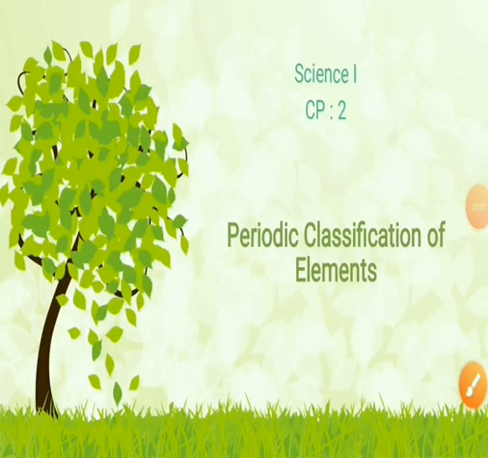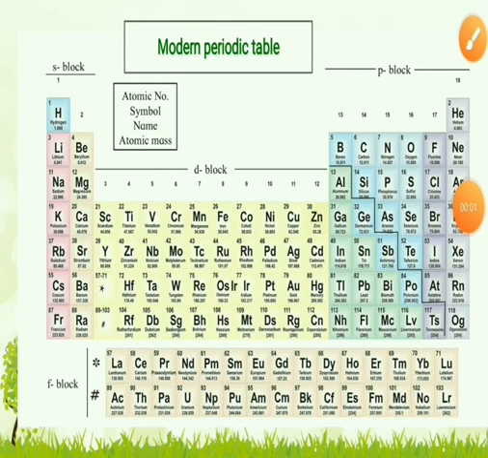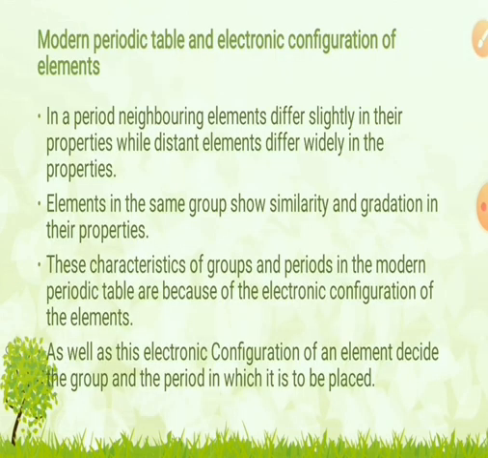Class 10, Chapter number 2, Periodic Classification of Elements. See here, last time we have seen this modern periodic table, and now we are going to study modern periodic table and electronic configuration of elements. In a period, neighboring elements differ slightly in their properties, while distant elements differ widely in the property.